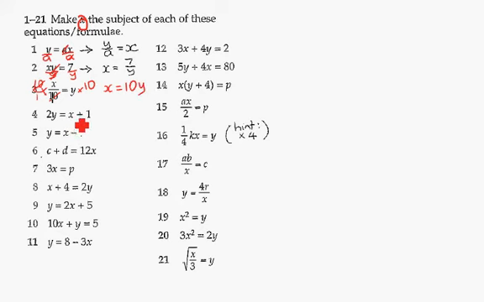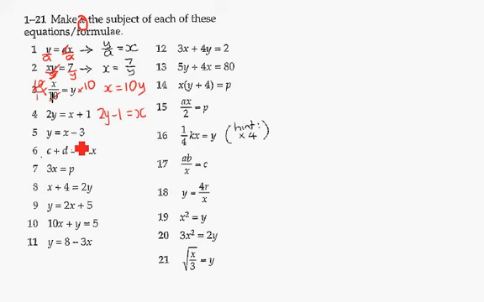The 10's cancel and I'm left with x equals 10y. Number 4, we want to isolate the x. It's had 1 added to it, x plus 1. I've thought of a number and added 1 to get the left hand side there. So the opposite of plus 1 is to minus 1 from both sides. So x will equal 2y minus 1.